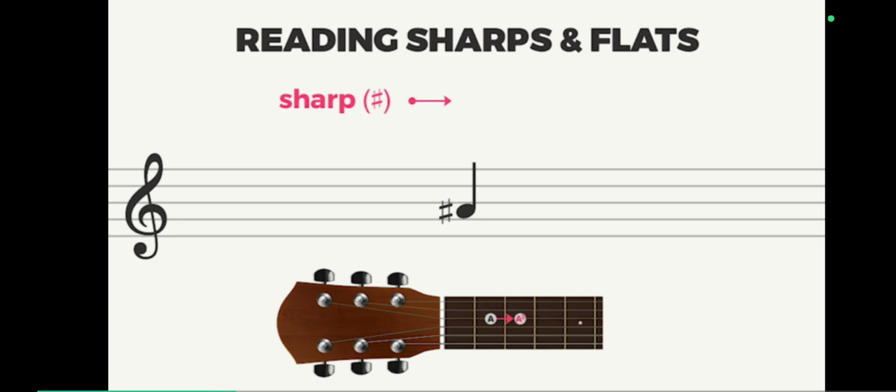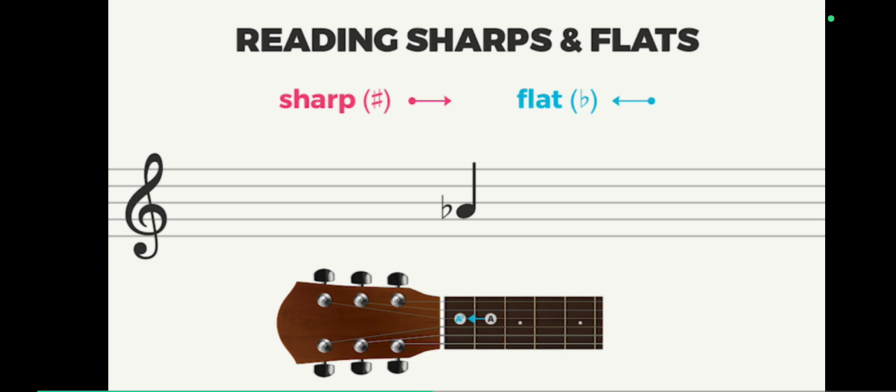Now this pattern's nice and consistent. Whenever you see a sharp note on the staff, just play one fret higher than the normal note. On the other hand, a flat, which has a symbol like a pointy B, means to play one fret lower than the normal note. So, if we add a flat symbol instead, that tells us to play an A flat, which is one fret lower than A. In this case, fret 1.